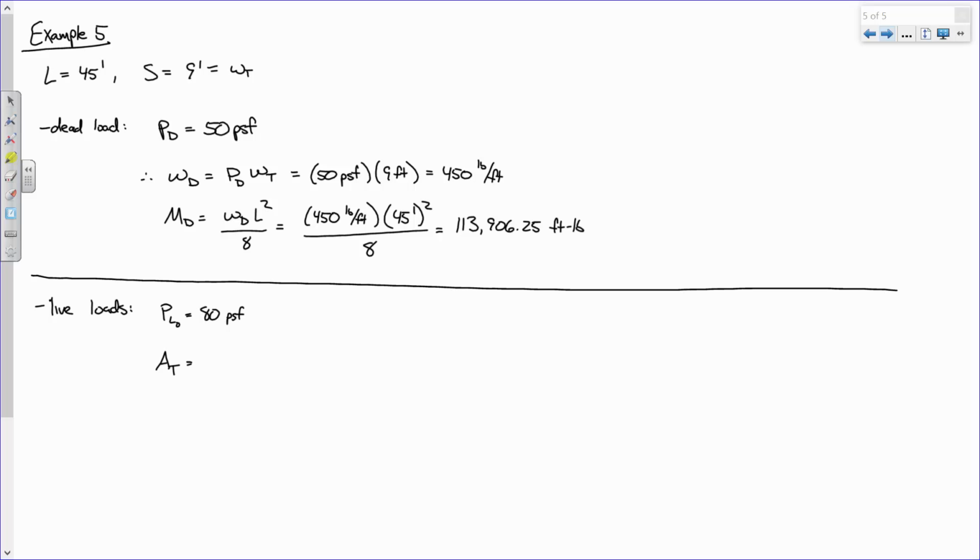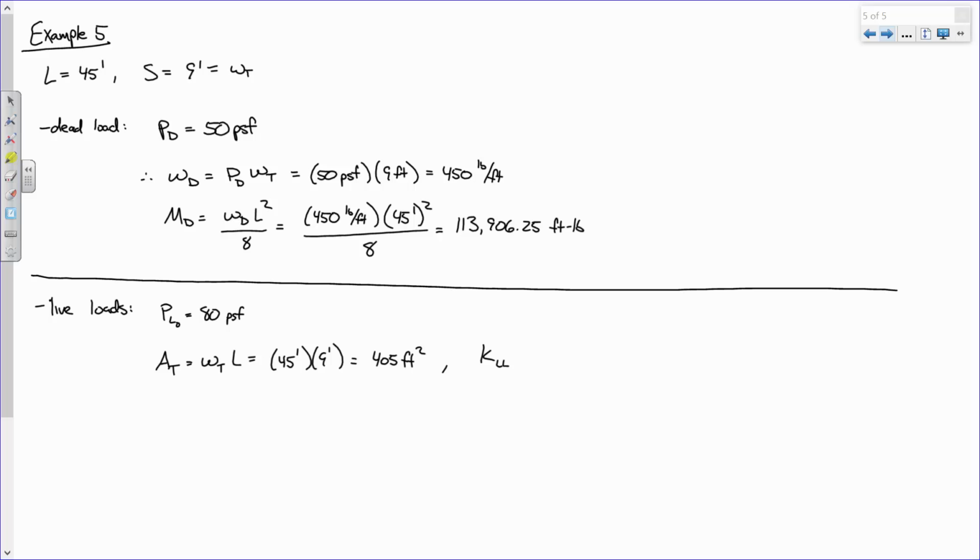What is the tributary area of this beam going to be? How do we compute it? It's the length, 45, times the width that it's responsible for, 9 feet. So that's the tributary width times the length, 45 feet times 9 feet. And what's 45 times 9? 405 square feet.